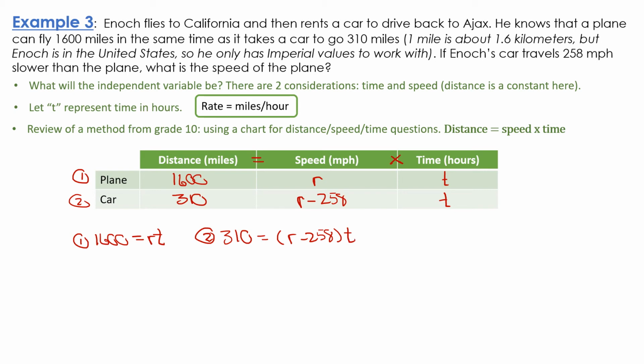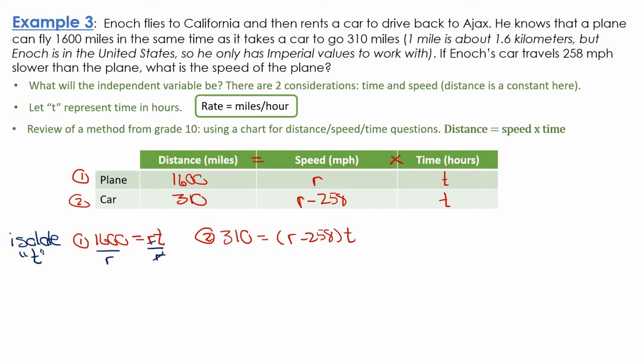There's a couple of ways to do equations like this. For this one, I think I would use substitution. I'm going to isolate T. Let me switch colors here. I'm going to isolate T here in equation 1, and then once I isolate T, I'm going to sub it into equation 2's T. So to isolate T, I'm going to divide both sides by R.